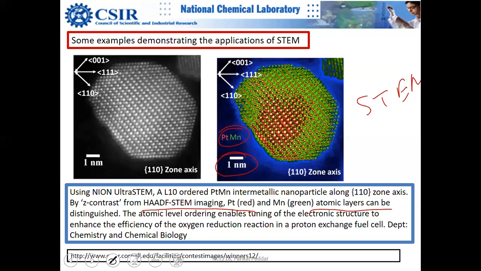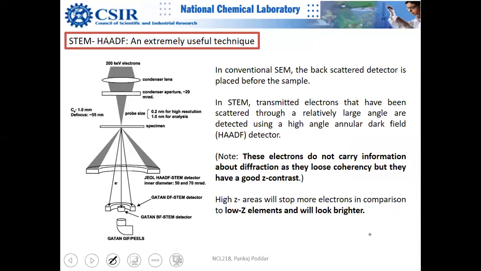And you can see that this image was published. I found it at the Cornell University website, and it was published by their Department of Chemistry and Chemical Biology, not by the Department of Physics. The people investigating this alloy, platinum manganese, were working on energy, fuel cells, in a proton exchange fuel cell. So you can see that it has become interdisciplinary. You already saw the Nobel Prize was given to the biologist. So it is extremely useful.